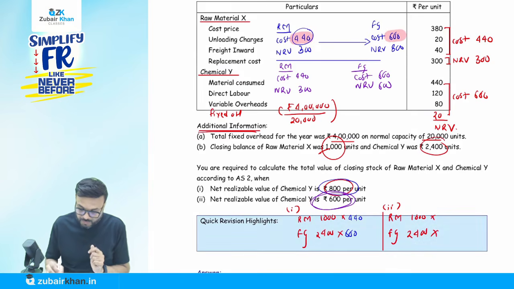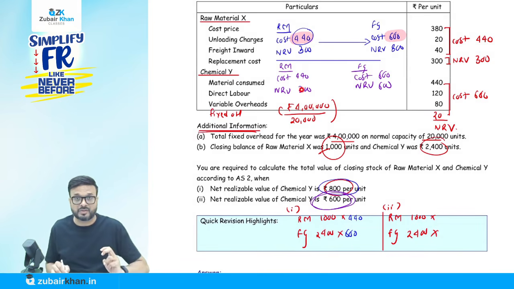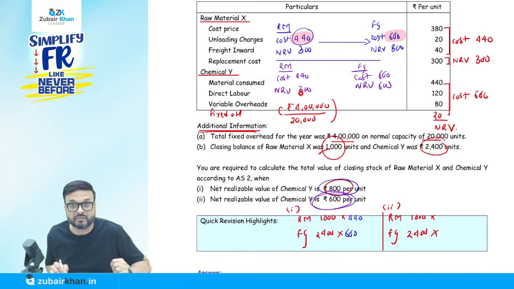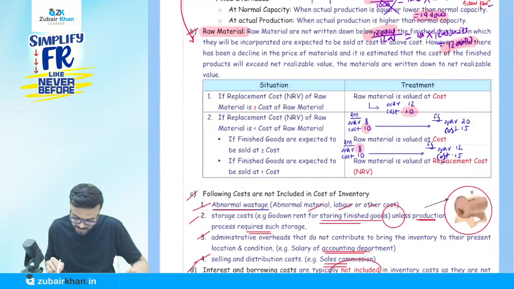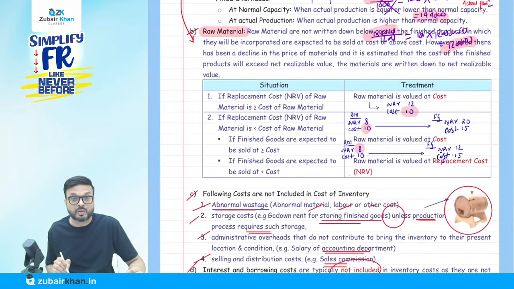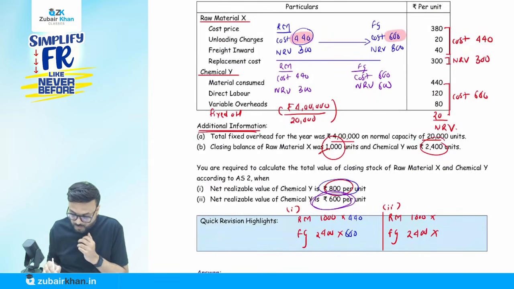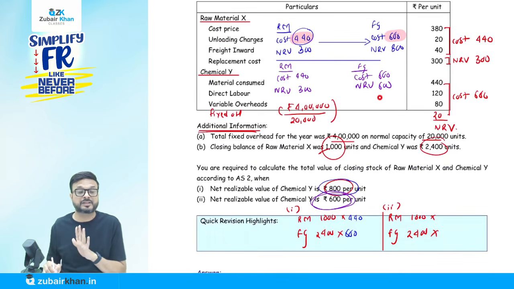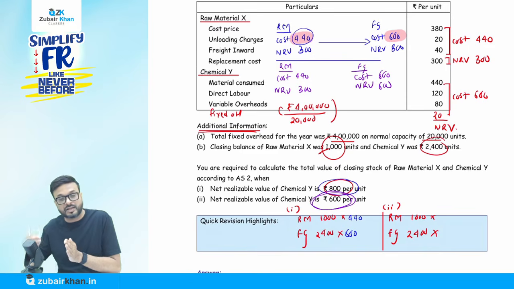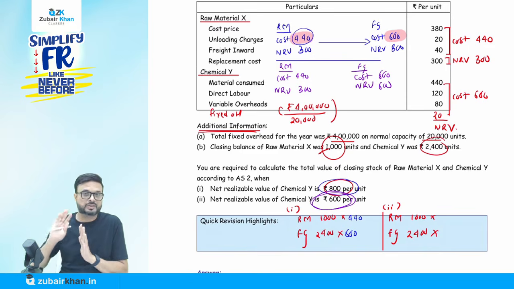So what happens when we do the comparison, cost or NRV, whichever is lower. So we will say NRV is lower. Correct? But we have to see more. Don't just write NRV here. Now see the situation. If finished goods are expected to be sold at lower than the cost, it means my finished goods are also not able to recover the loss. You can see that the cost is 660, and I'm selling at less than 660, 600 only. So my finished goods are not able to recover the cost, that is also at a loss.